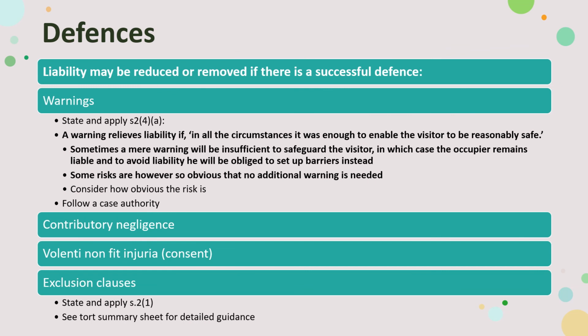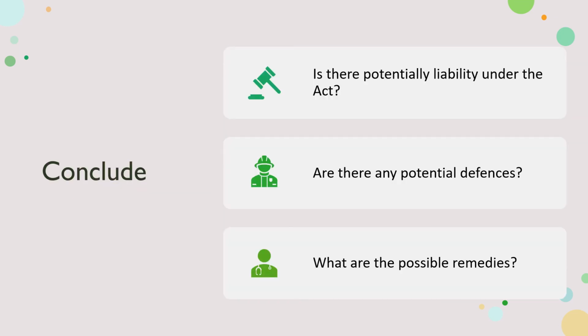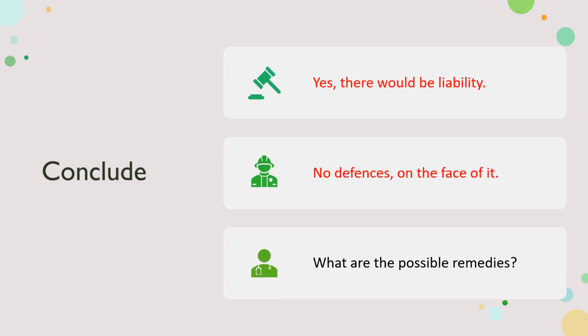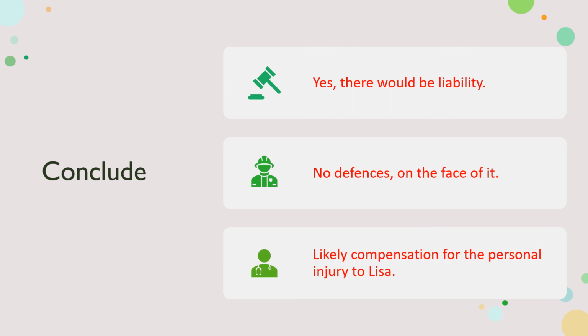Again, similarly to Homer, there are no warning signs. There's no negligence on the part of Lisa. She hasn't consented to the risk, and there are no exclusion clauses that we know of, so no defences. So is there liability? Yes. Defences, no. And again, likely compensation for remedies to Lisa.